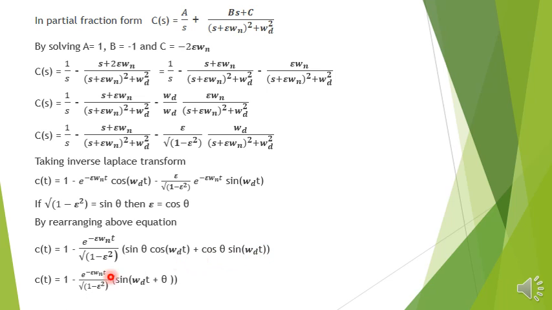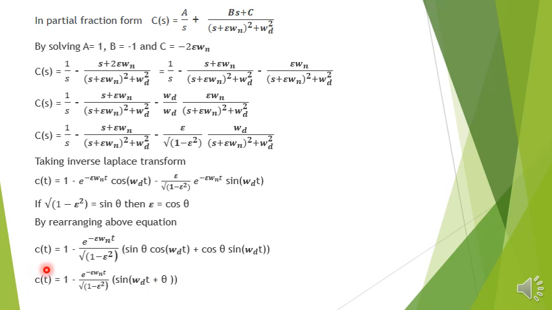So I can write C of t as 1 minus e to the power minus zeta omega n t divided by root of 1 minus zeta square into sin of omega d t plus theta, where theta is equal to tan inverse of root of 1 minus zeta square divided by zeta. So this is the expression for an underdamped system when the input is a unit step signal.